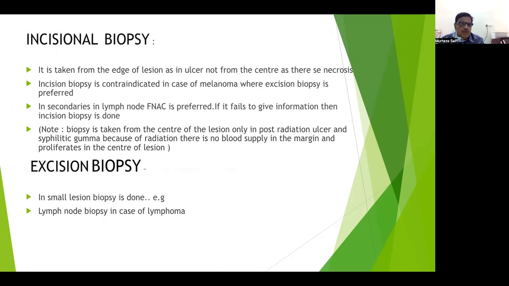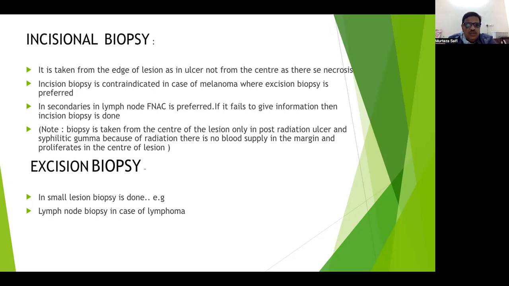Now come to the incisional biopsy. Incisional biopsy is taken from the edge of the lesion, as in an ulcer, not from the center, because in the center there is necrosis. Incisional biopsy is contraindicated in case of melanoma, where excision biopsy is preferred.